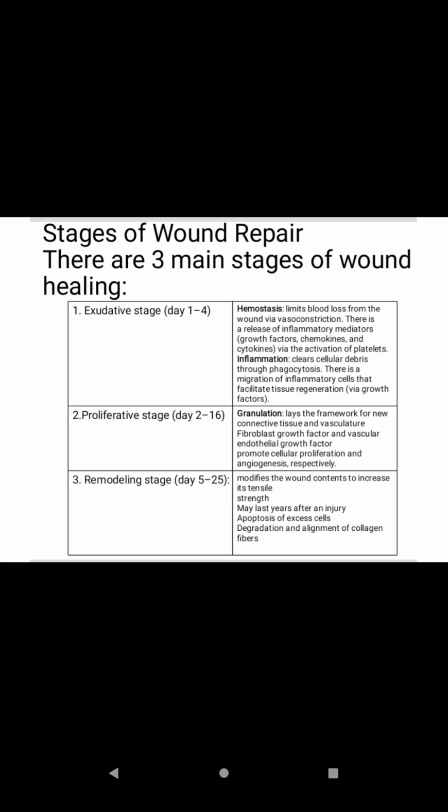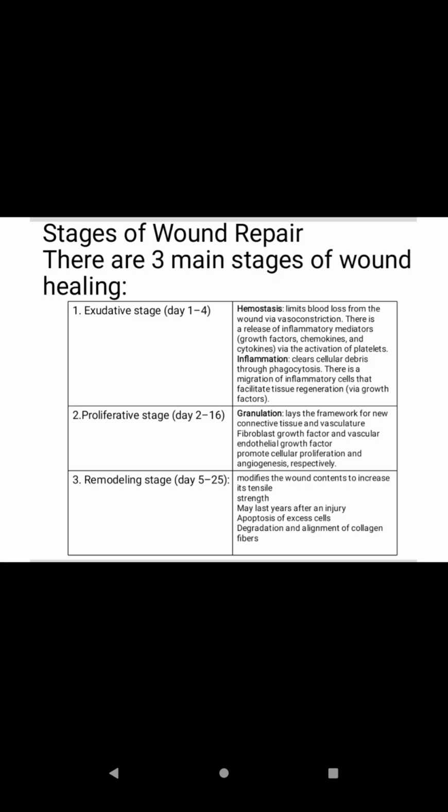There is also inflammation. Inflammation helps to clear cellular debris through phagocytosis. There's also the migration of inflammatory cells that facilitates tissue regeneration. Then the second stage, which is the proliferative stage, involves granulation formation. This is the laydown of new connective tissue and vasculature.